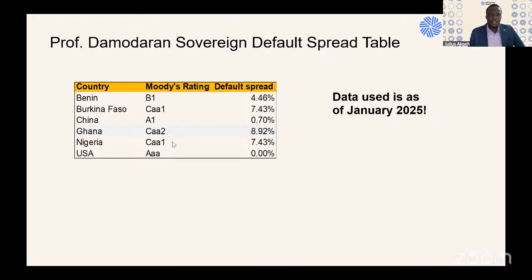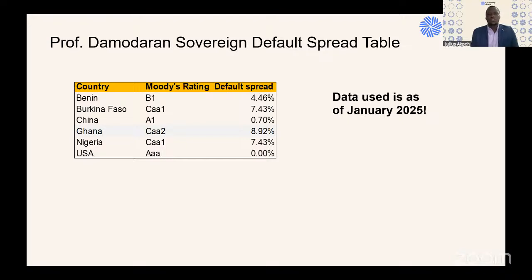And then Nigeria is CA1 at 7.43, a little below that of Ghana. So Ghana, at a point, Ghana was in special default, right? But then we are experiencing some economic recovery. So we are now at 8.92. So in this case, if you have a government of Ghana bond, and you want to determine the risk-free rate, you take the yield on the bond and you subtract 8.92%, and that gives you the risk-free rate in Ghana.